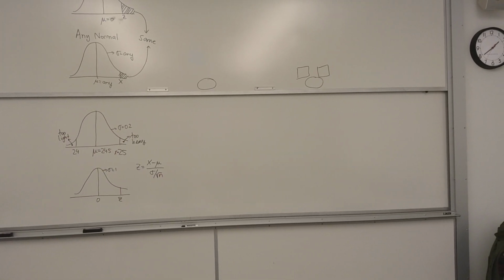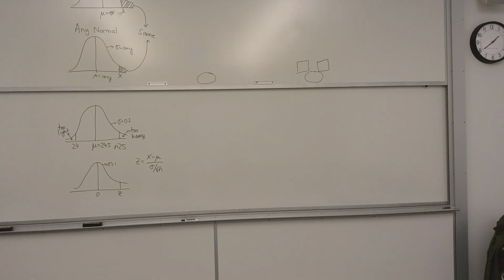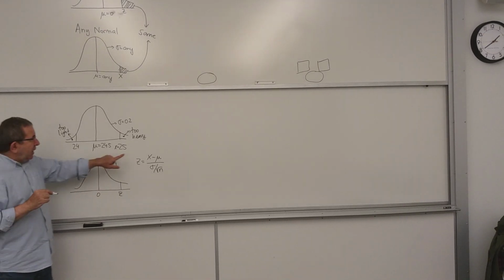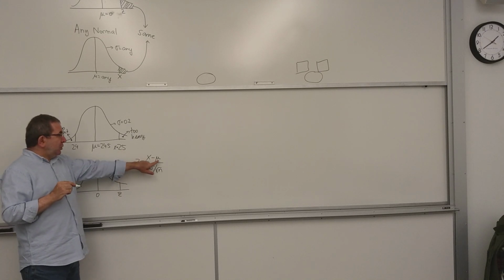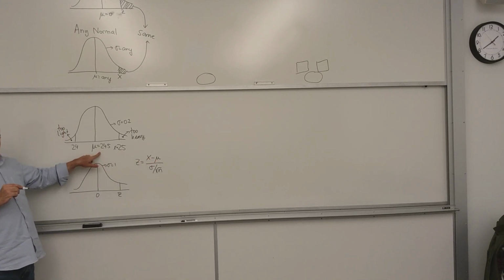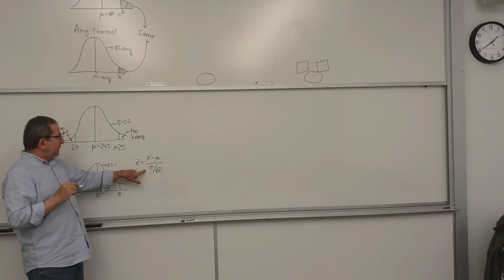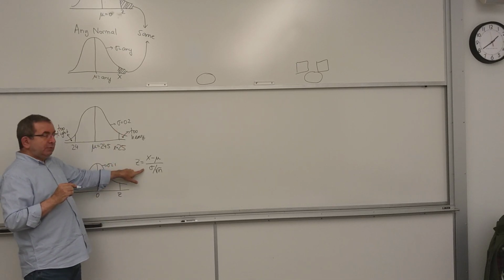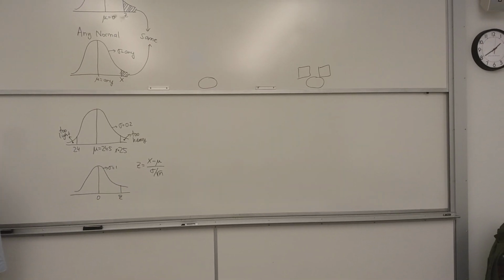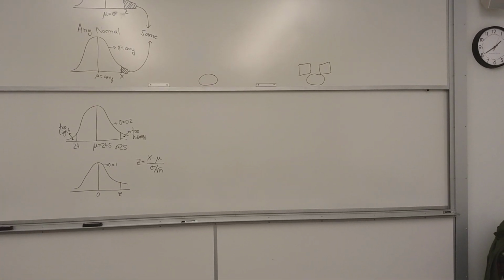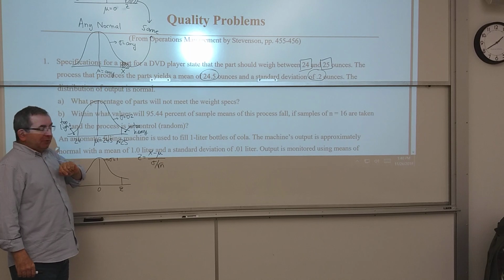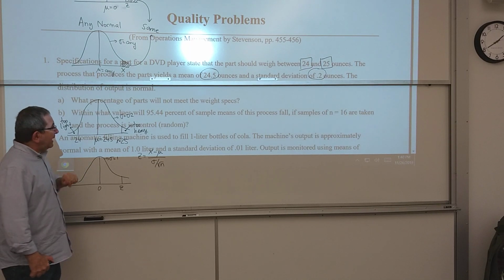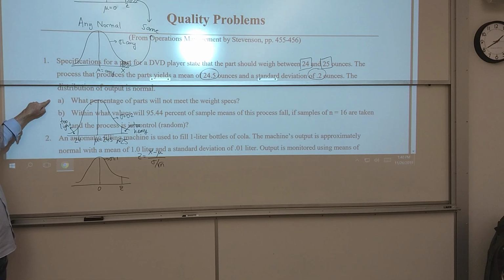This is the formula. This is also on your formula sheet, right? So here we know x, 25, x is given. Mu is also given, 24.5. Sigma is also given, 0.2. And now we need to find out what n is. Okay, n is the sample size. Okay. Now in part A, we don't have a sample.